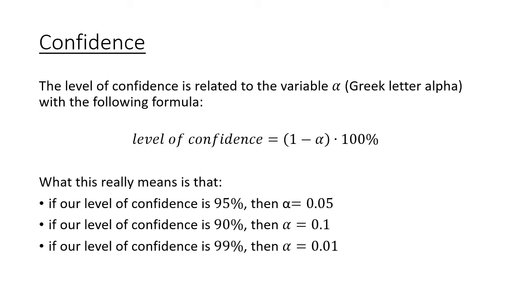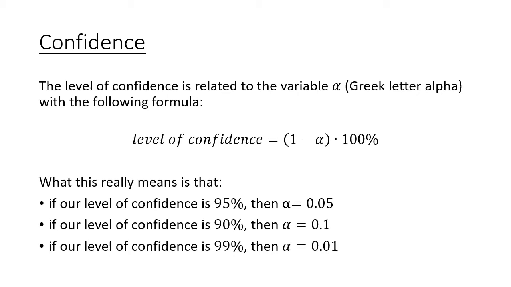So a quick note about confidence. Our level of confidence is going to be related to the variable alpha. You see it kind of looks like an A, it kind of looks like a fish to some people. That's our Greek letter for the lowercase alpha. And our level of confidence is very much related to alpha. Our level of confidence is going to be 1 minus alpha. So we're talking about complements here. And then we typically turn our confidence into a percentage. So it's really just complements.